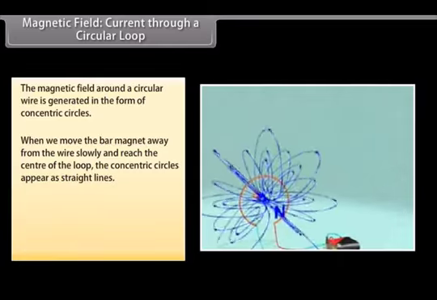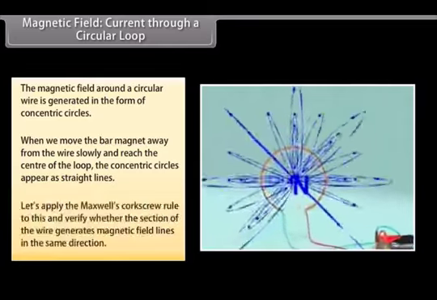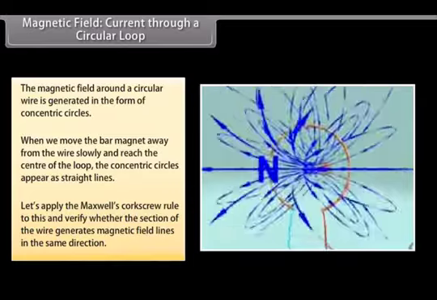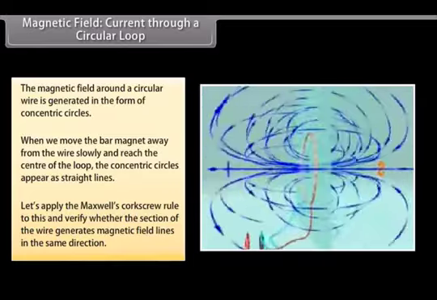The entire magnetic field appears as a straight line. Now try applying Maxwell's corkscrew rule to this and check whether every section of the wire is able to generate magnetic field lines in the same direction.